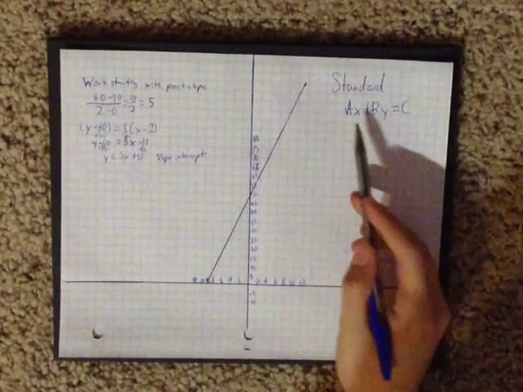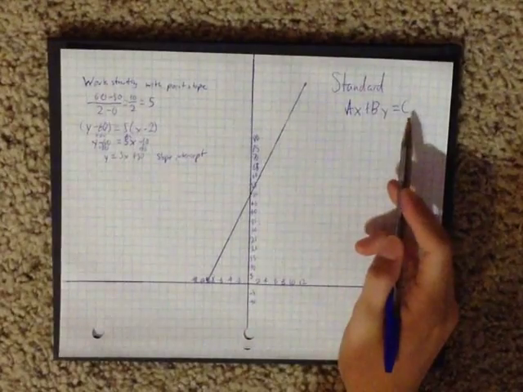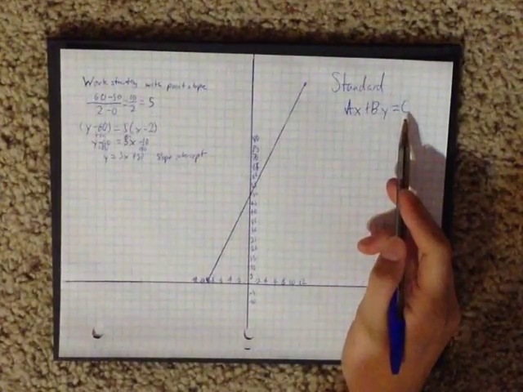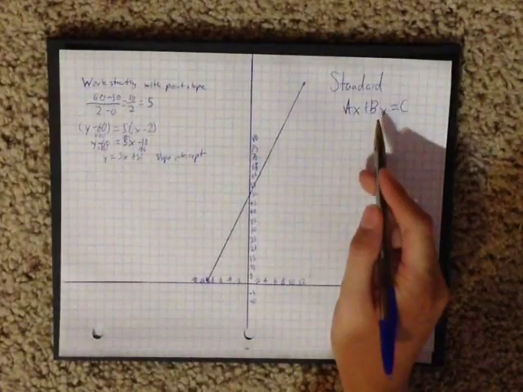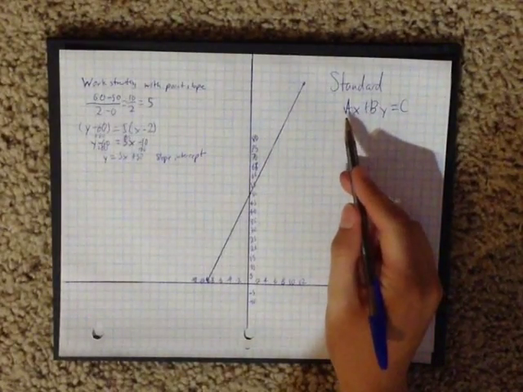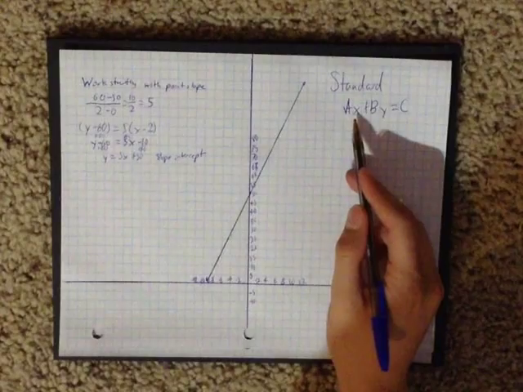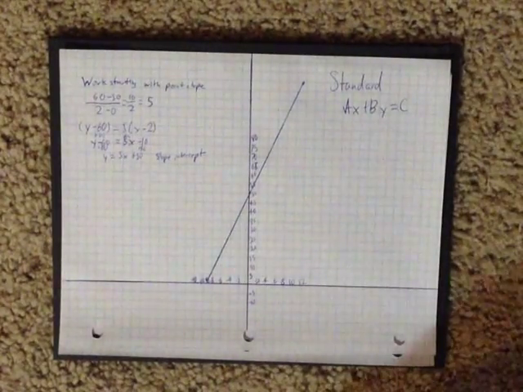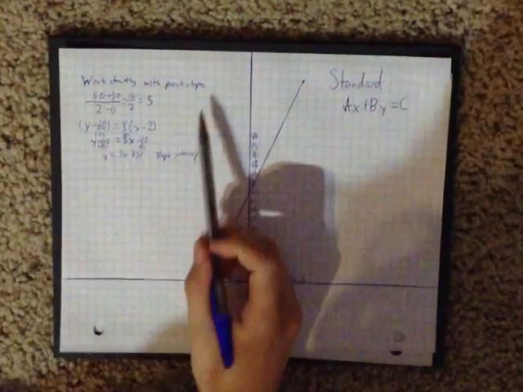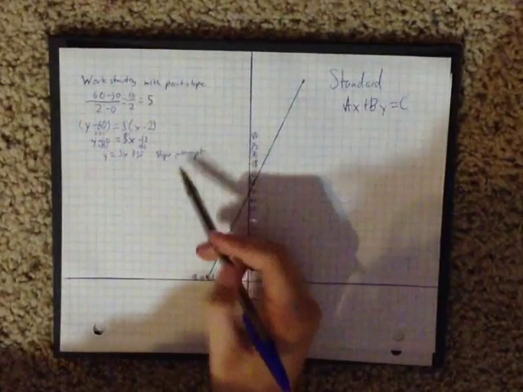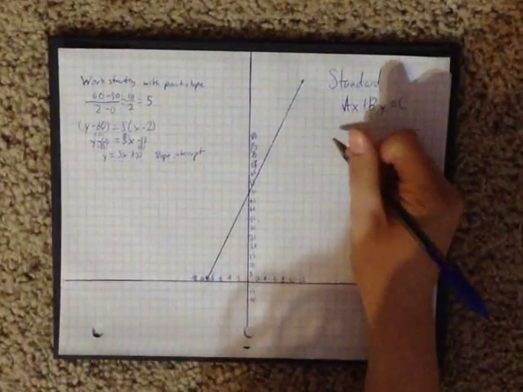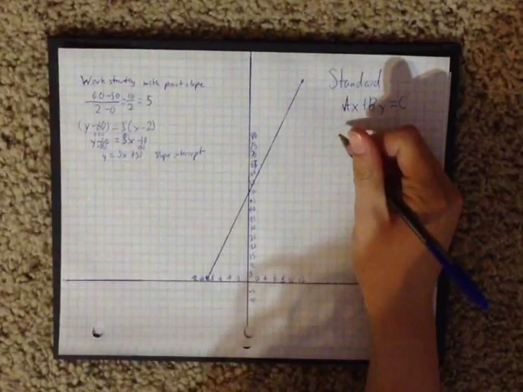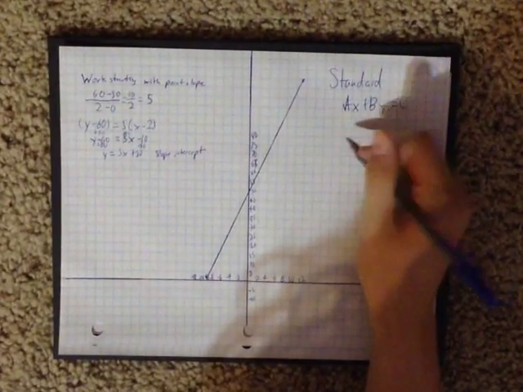Remember, standard is ax plus by equals c. A, b, and c must all be whole numbers, and a and b cannot both be 0. Also, a has to be positive. So, I've already figured out the point-slope form and the slope-intercept form. We're going to use the slope-intercept form to figure out the standard form.